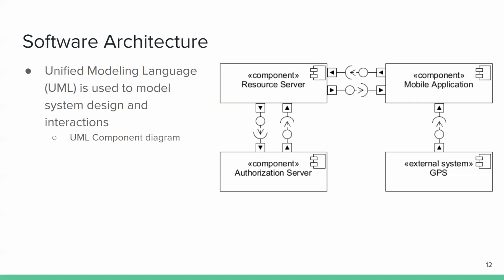Here we have three main components: a mobile application, a resource server, and an authorization server. We also have one external component, which is a GPS, and that supplies location information to the mobile application. We'll talk about the responsibilities of these components a little bit later in the presentation.